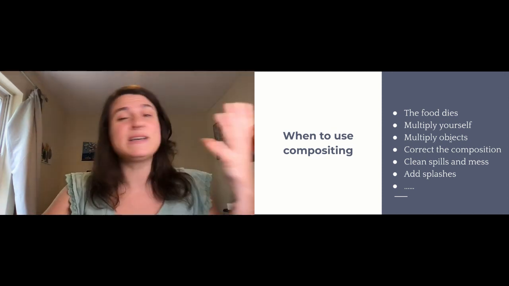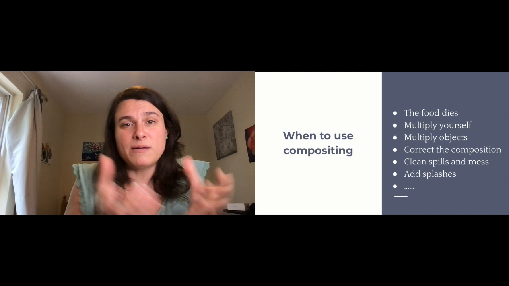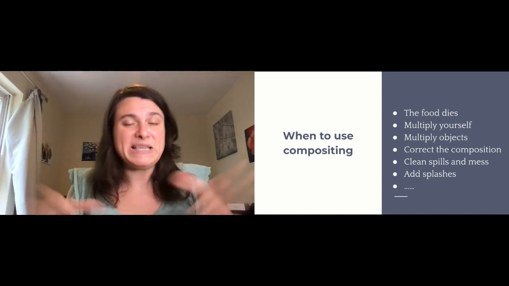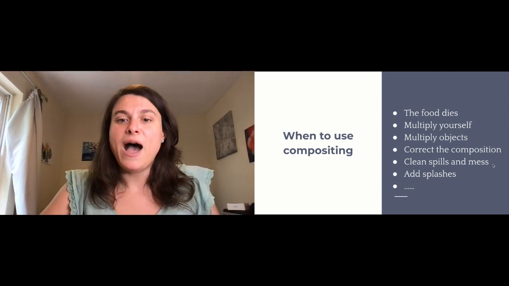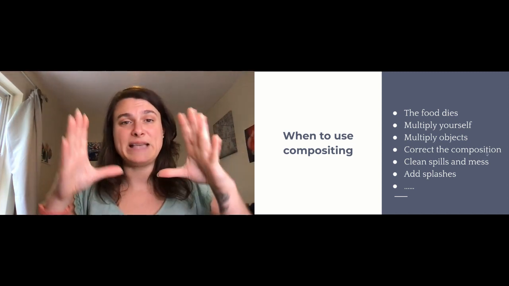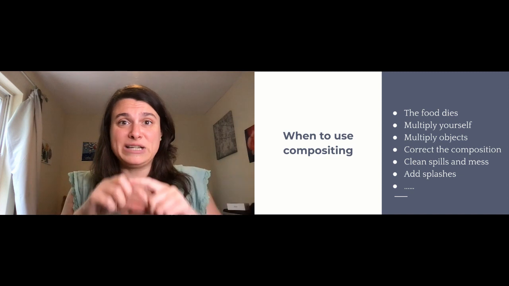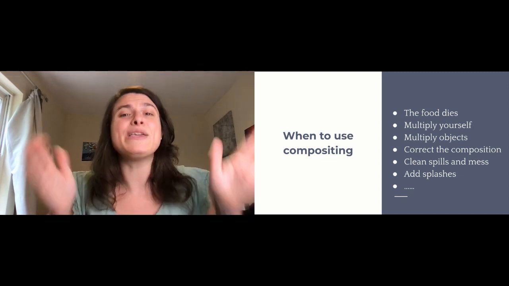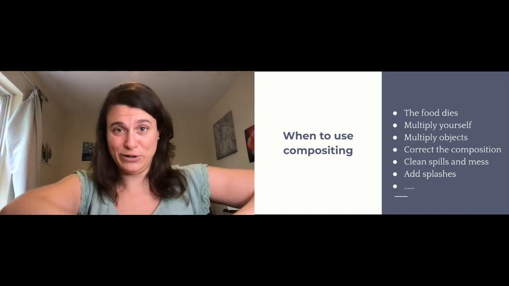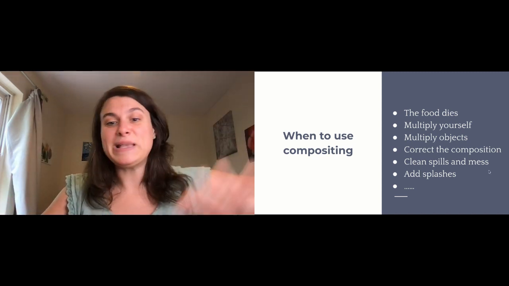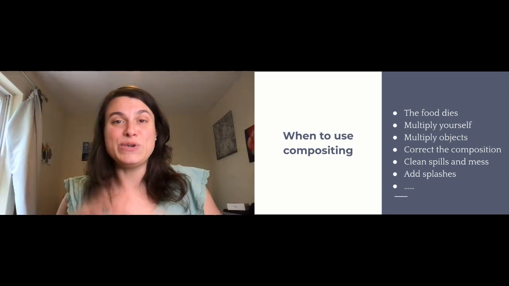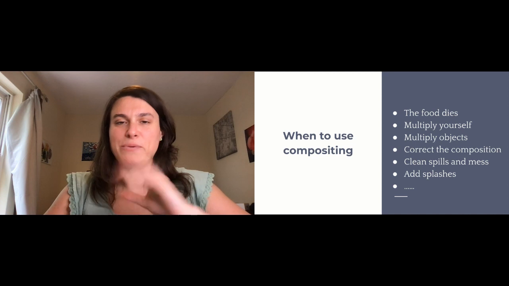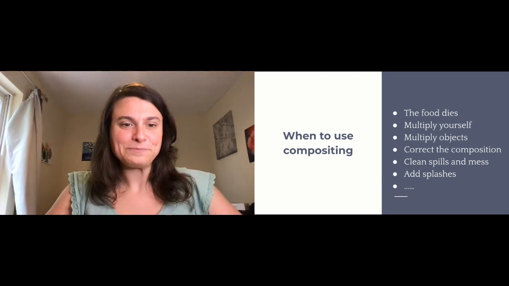Multiply objects, same concept. If you have only one pretty bowl and you want 3, just shoot them separately, compose them together. You can correct the composition. For example, if you have a piece of background that is ugly or broken, you can composite another piece on top of that one. You can clean spills and mess, and you can add splashes to your drinks, for example, or action shots and everything. So I will show you how to do all of this.